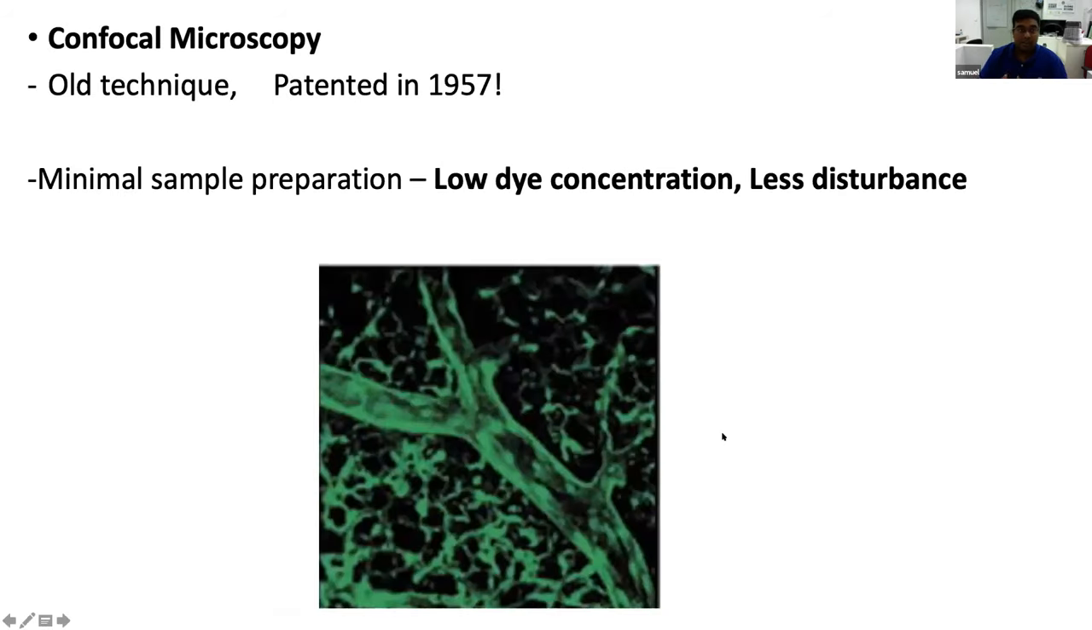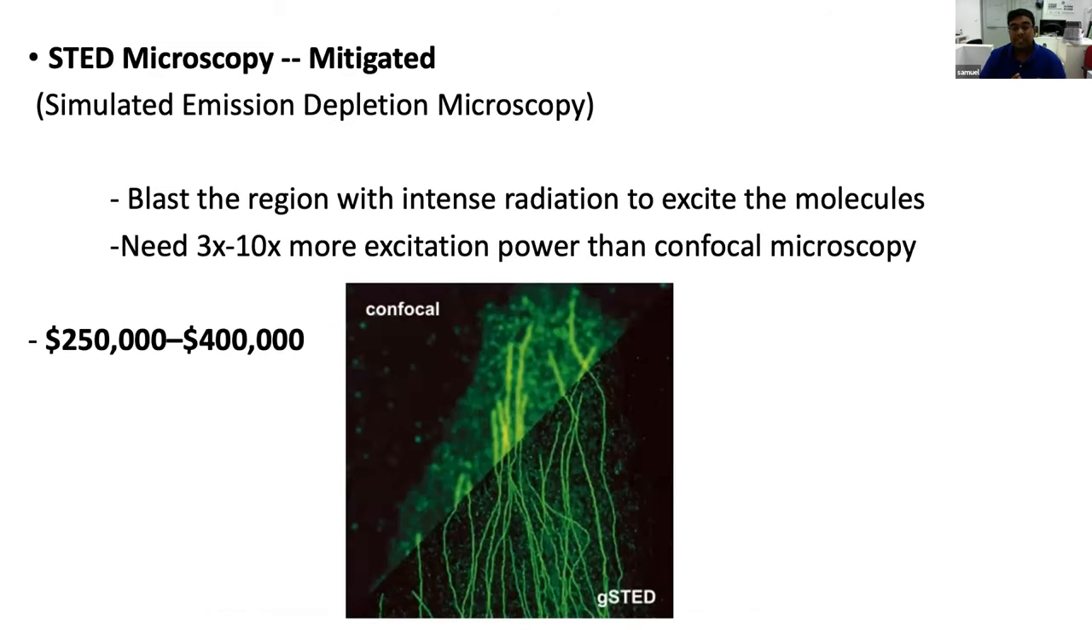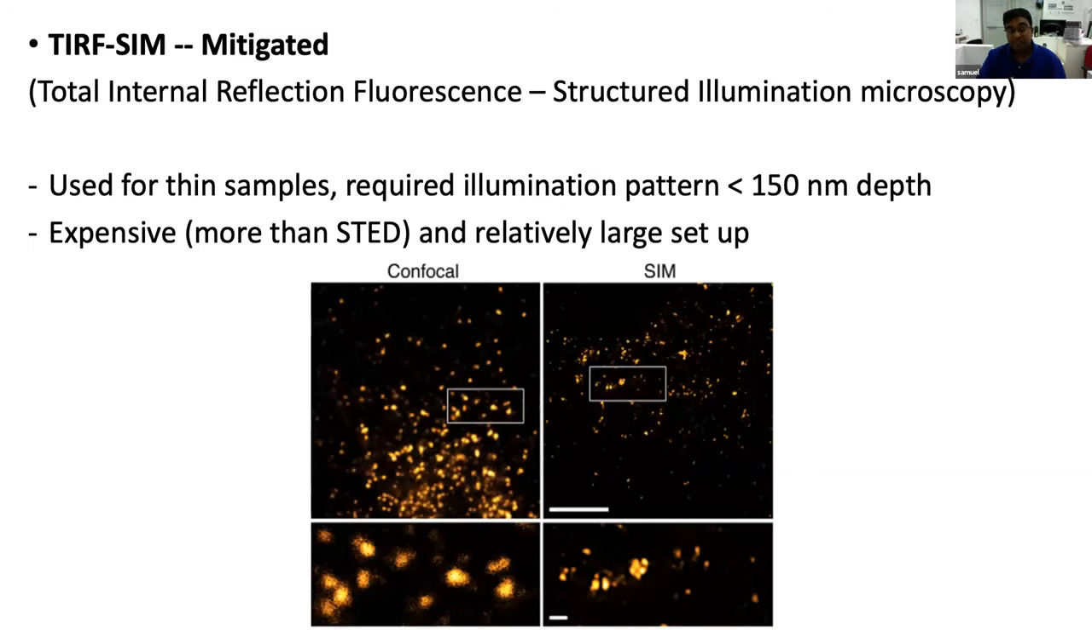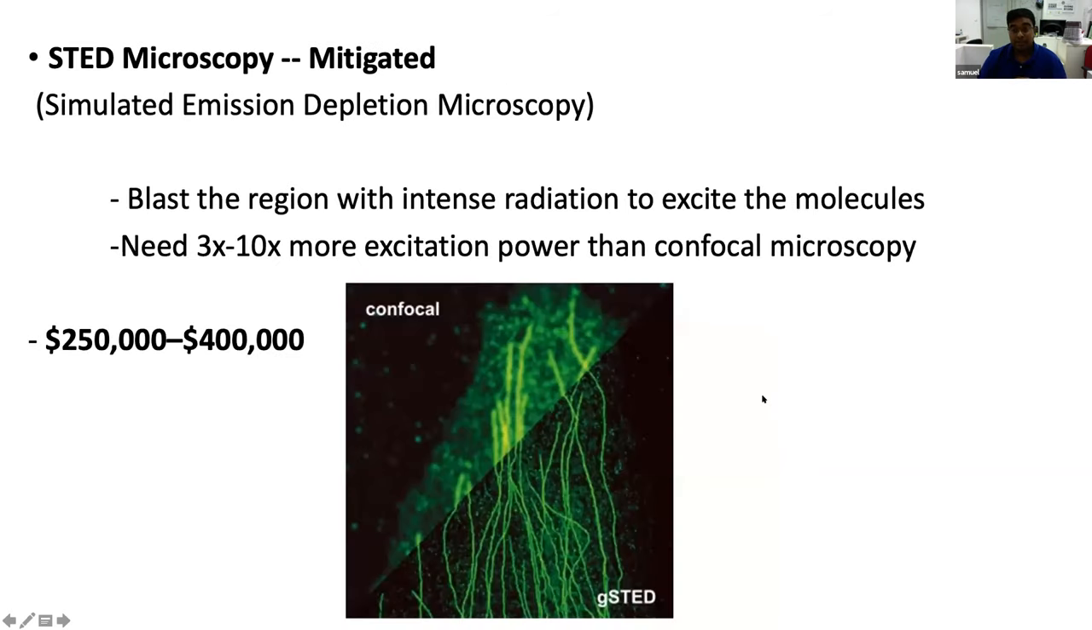So let's get a background about microscopy. Confocal microscopy is a very old technique where they use a point source of light without exciting the whole sample, so that you use very little dye and you don't disturb the sample much. But as you can see, the image is not very good. STED microscopy is something which is new and growing. It is 10 times better than confocal microscopy, but it is expensive, and you have to disturb the whole sample with blasting radiation. For very thin samples where you don't have much depth, you use TIRF, but then it is very, very expensive because it also collects data from outside the observable region.